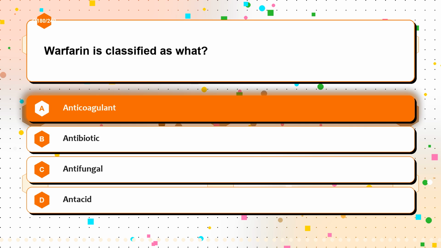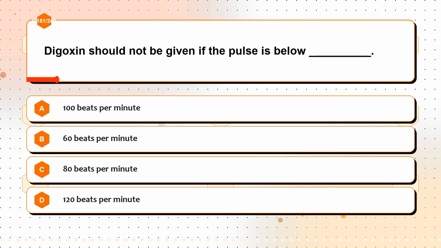The correct answer is option A, anticoagulant. Question 181. Digoxin should not be given if the pulse is below blank. Here are the options. Option A, 100 beats per minute. Option B, 60 beats per minute. Option C, 80 beats per minute. Option D, 120 beats per minute.